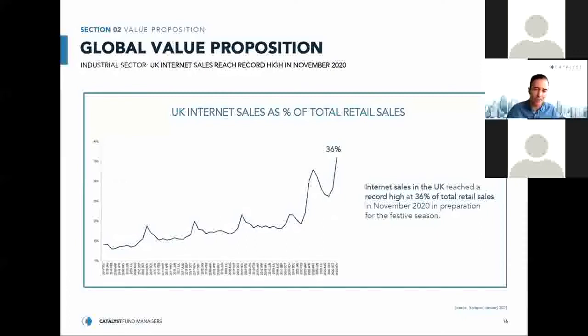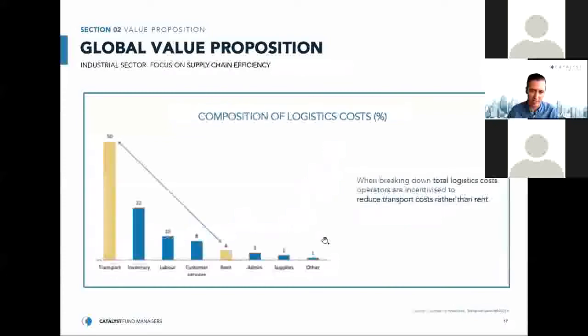Okay, so just by this transition happening of retail sales moving from physical bricks and mortar into online channels, there's almost an exponential increase in the demand for industrial warehousing and logistics space. Okay, so that's hugely positive for the owners of good quality logistics space.